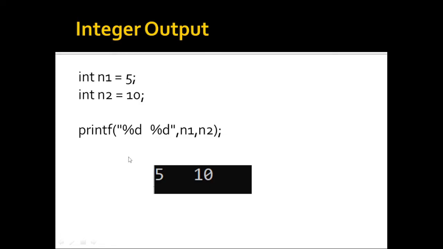Here's another example of an integer output. I have two variables, integer n1 equals 5, and integer n2 equals 10. In printf, I have two %d, and then a comma. This is my format, and these are my values. The value of n1 will be substituted here, and then for this we have n2. That's why it will display 5 and then 10.